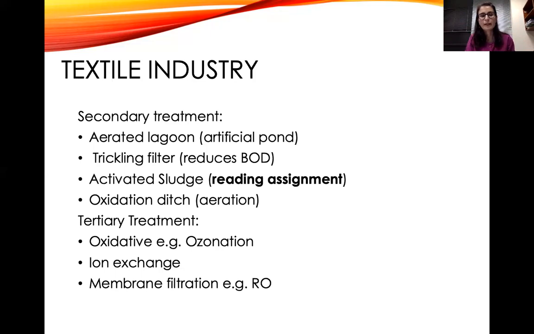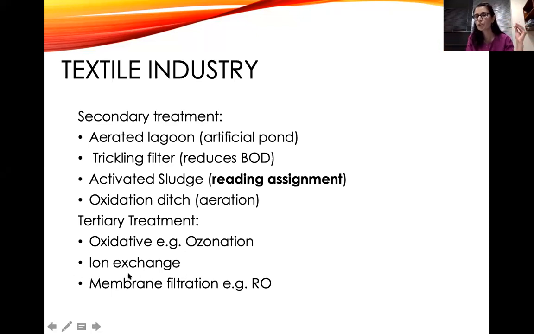It's fairly simple. And an oxidation ditch, again, is something where you aerate it yourself to make sure that bacteria quickly degrade the chemical. Now, because last time I hadn't mentioned water vapors, I realized that ozone is also used as a tertiary treatment. So the last step, if you really want clean water in the environment, is using things like membrane filtration.